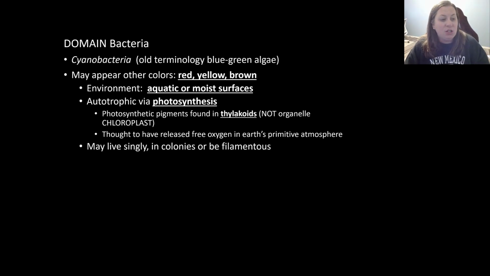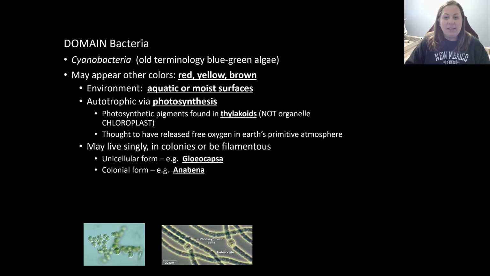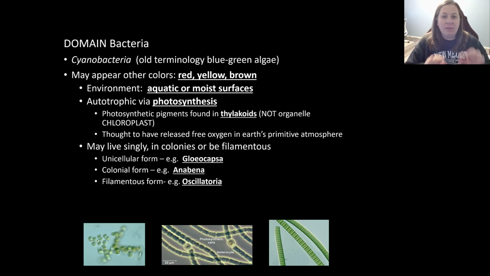So if we look at this first one, these guys live more singly, like by themselves, unicellular. These are known as Gloeocapsa, and they live as single-celled organisms. If they live in a colony, this is Anabaena. So they live in kind of a colony or group. And the last one that lives in the filament form, like in a strand, kind of looks like a string, is Oscillatoria. These guys look kind of like a little green string.